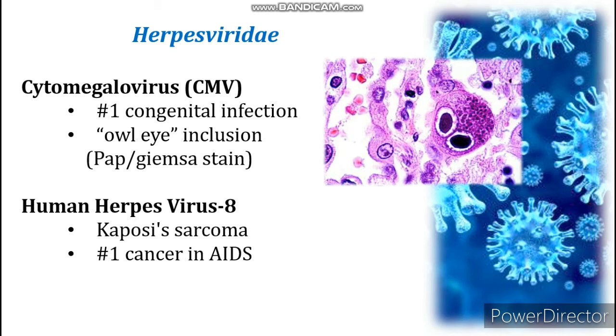Your cytomegalovirus, so ang important na characteristic dito is yung owl eye inclusion. Ito siya. And then human herpes virus 8, again it causes the bluish color in the skin, and that is the Kaposi's sarcoma. It is also the #1 cause of cancer in patients with AIDS. Tatandaan din to.